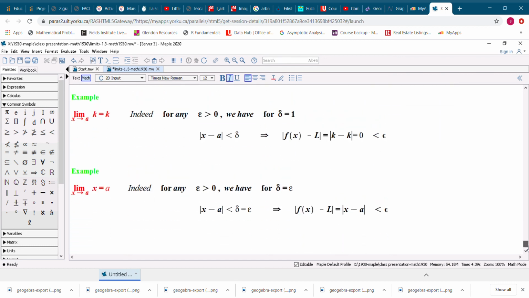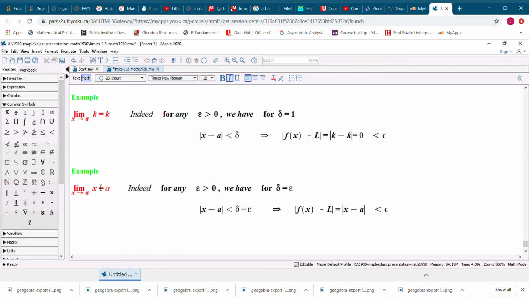Manipulating this definition with epsilon and delta is not easy. The first two examples: first, for the constant function f(x) equals k, the limit is always k for x approaching any a. Indeed, we check the definition: for any epsilon positive, we can choose, for example, delta equal 1, and any interval of size 1 will satisfy it, since the difference will always be 0, so this inequality is always satisfied. So we confirm that the limit of a constant function is itself.